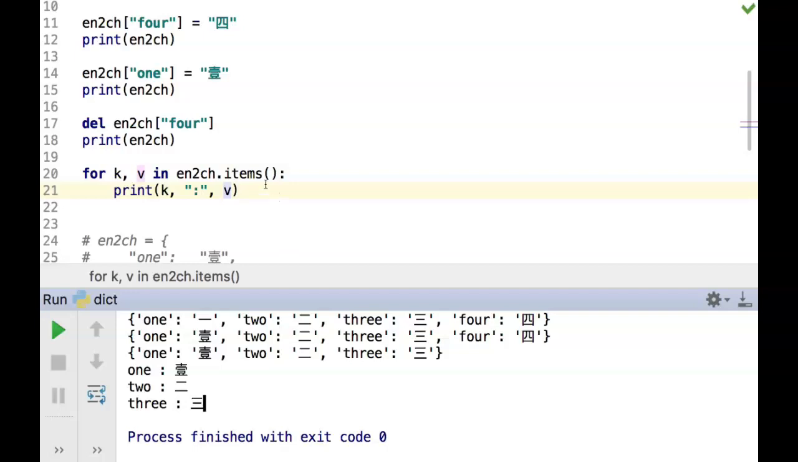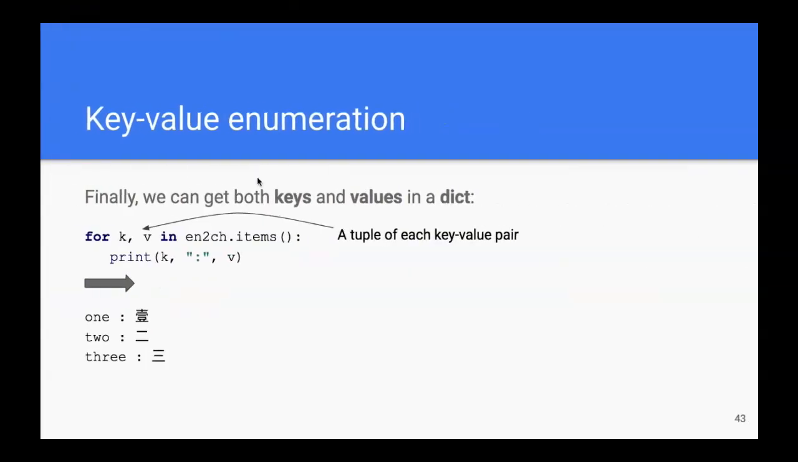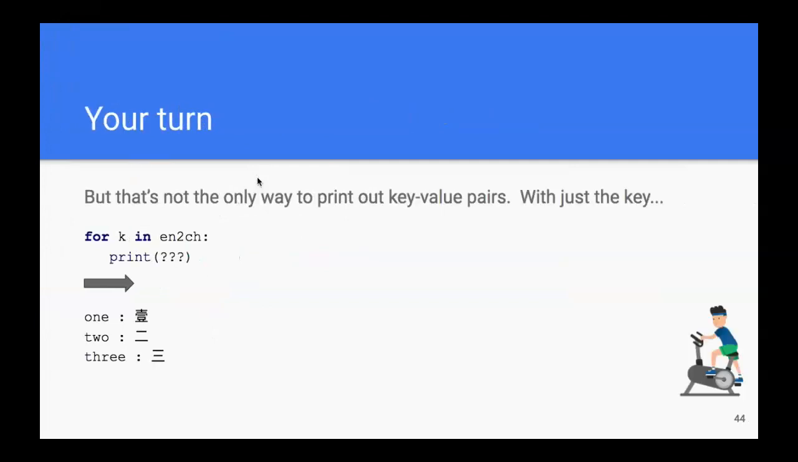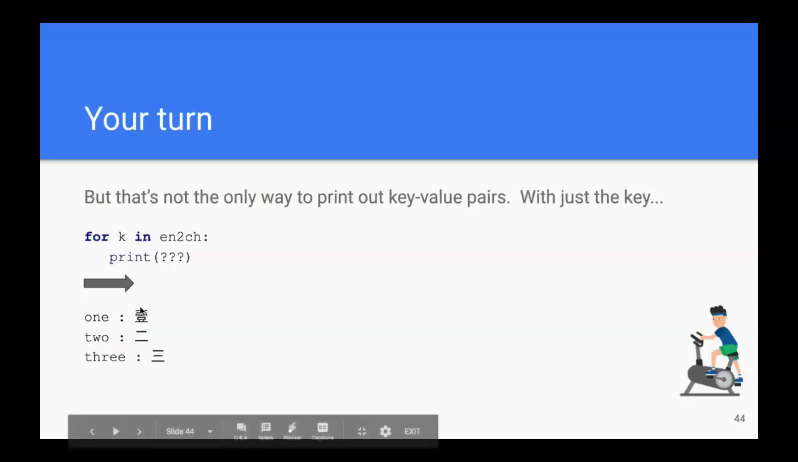This is a fairly conventional, convenient way of getting all the key value pairs, but we don't have to do this. And we should already know a way to retrieve both key and values if we only have the key. So here's a little exercise for you: if we just have a key, like what we did before, going through the keys, how do we print out both the key and the values like what we did before?